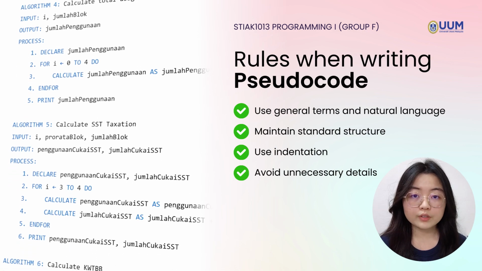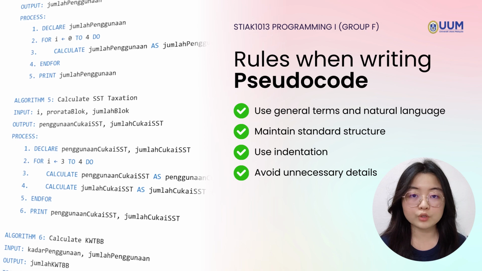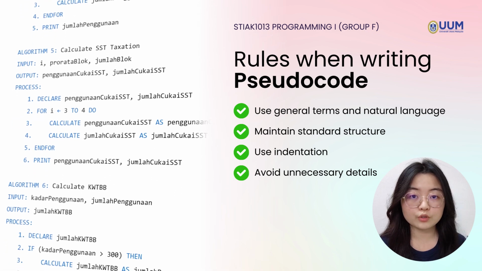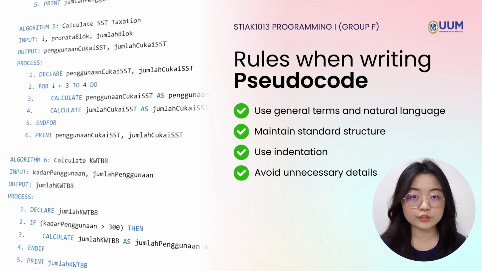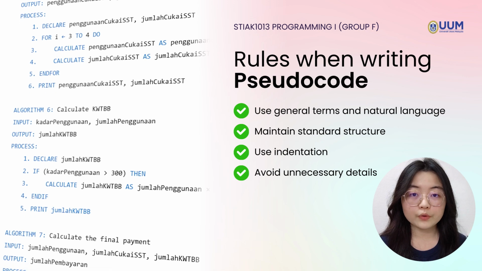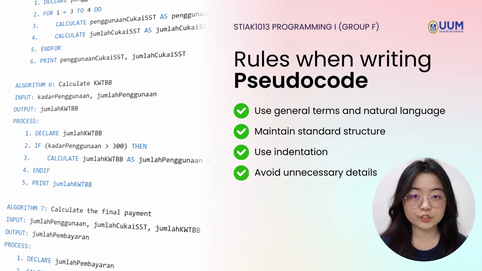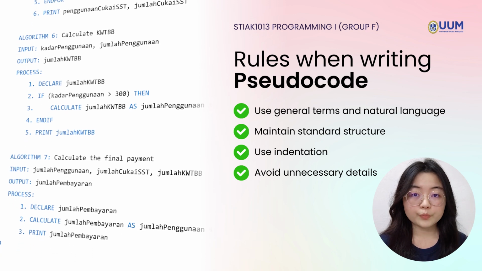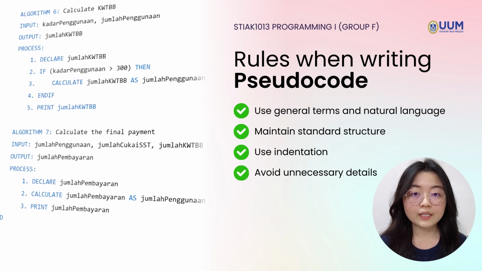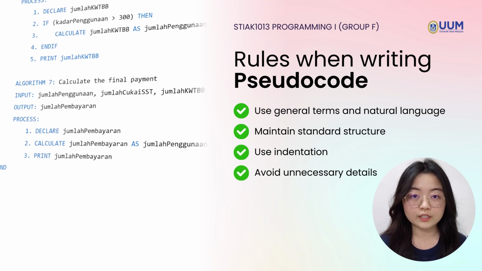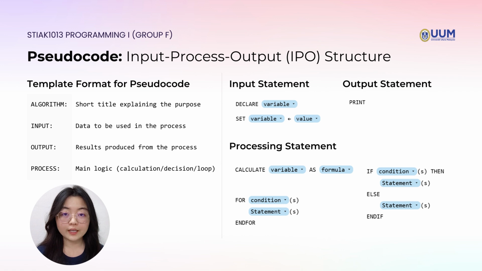There are several key principles that I aim to achieve when writing the pseudocode. The first principle is to use general terms and natural language for easy understanding. The second principle is to maintain a standard structure with consistent syntax and indentation. The third principle is to avoid any unnecessary details unless they are important for the logic. I will explain the format and structure I use to write the pseudocode.